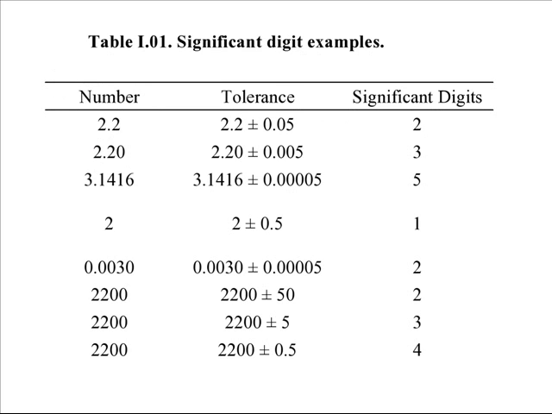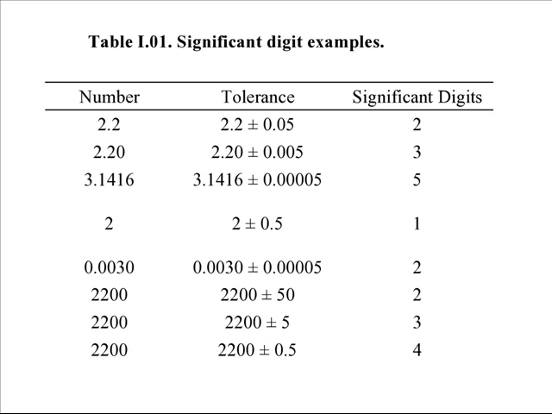Here we show a number of significant digit examples. In the first example, you see the number 2.2. Because of where the decimal is placed and the fact that you don't have a 0 after the second 2, the tolerance is 2.2 plus or minus 0.05, which is the half step that was talked about earlier. Therefore, you have two significant digits. By the same token, if you have a 0 after the 2.2, the tolerance becomes 2.20 plus or minus 0.005. Because you have the 0 there, you have three significant digits.